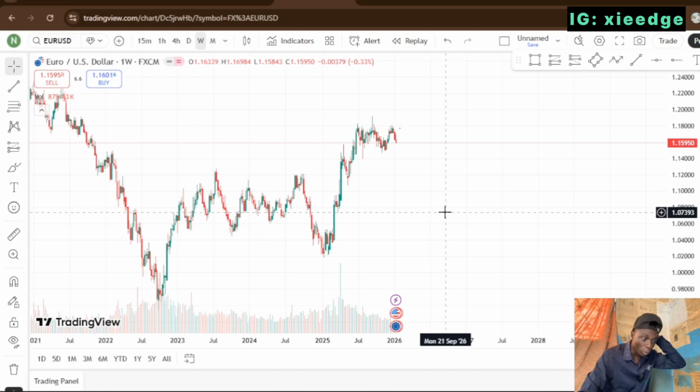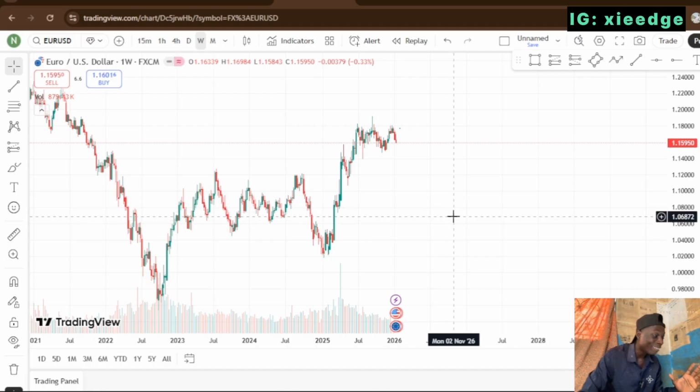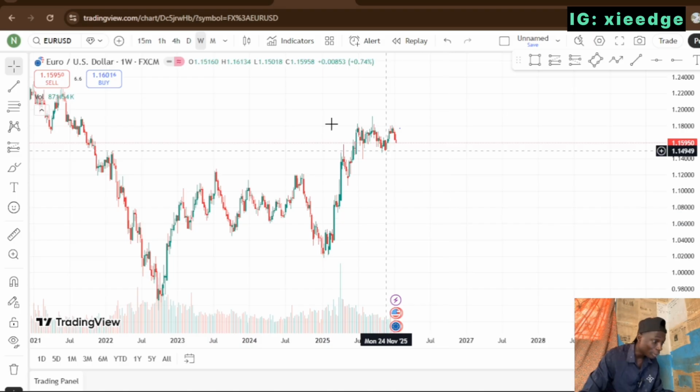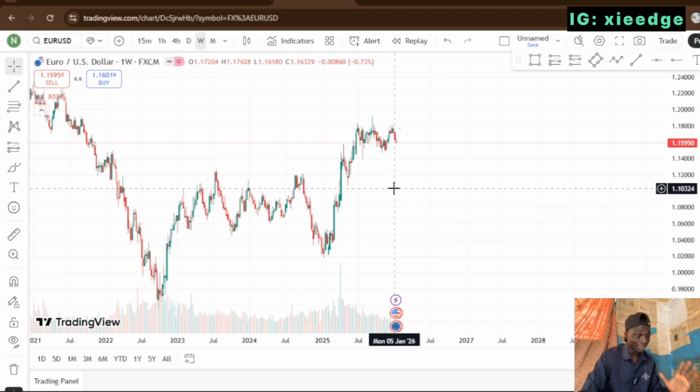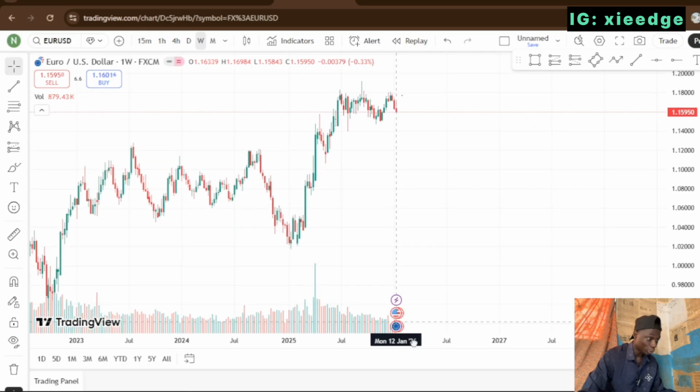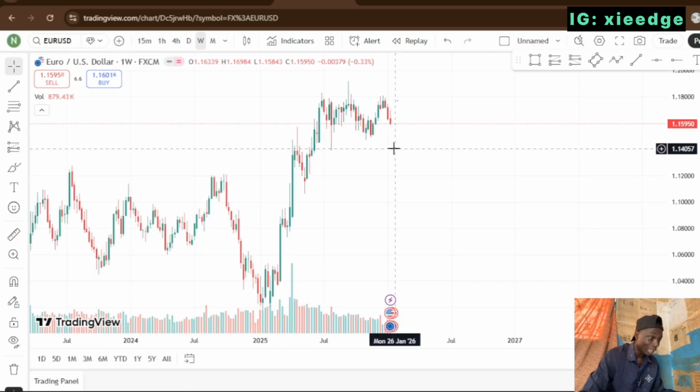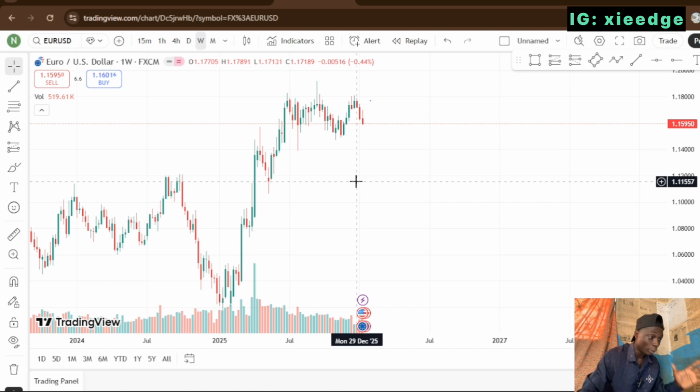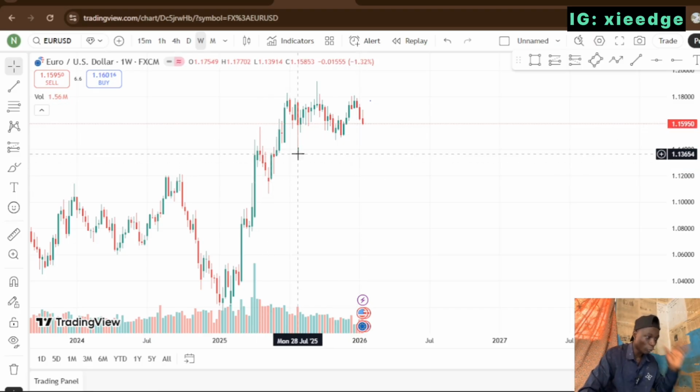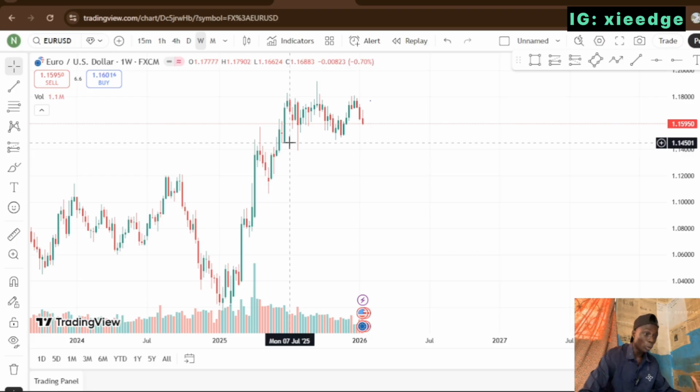First of all, if you want to trade the support and resistance properly, you need to know where the market is heading, because you can't just draw your support and resistance on a bearish trend and try to buy on the bearish trend. That is very, very wrong. So the first thing you have to do is go to the weekly time frame.